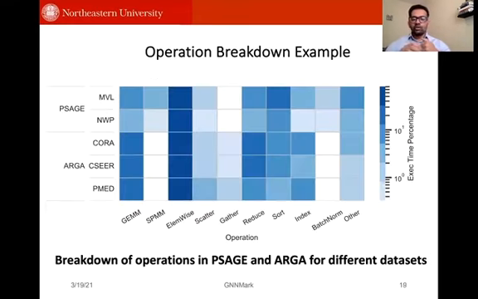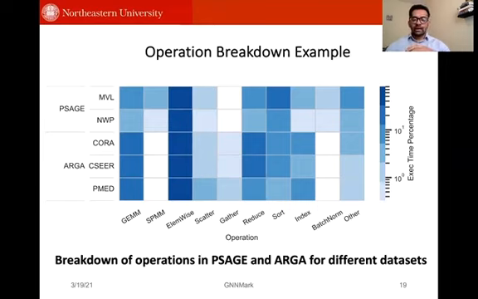So the paper goes into more depth about different applications, like how to break down across different applications. However, here we're just showing two applications, which are PinSage and ARGA. For PinSage, we have two datasets, MovieLens and Now Playing. And for ARGA, we have three datasets, Cora, CiteSeer, and PubMed. So the main takeaway from this graph, where the x-axis is showing the breakdown across different operations, and on the y-axis we are showing the different applications and datasets, is that different applications spend different chunks of time in different operations.